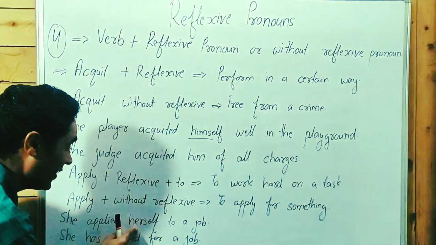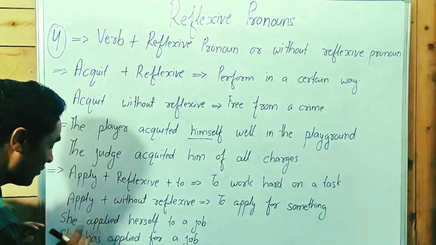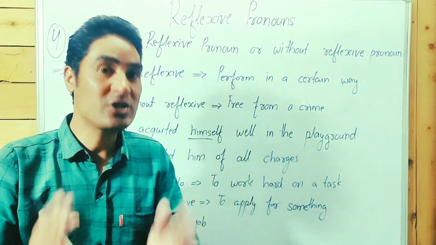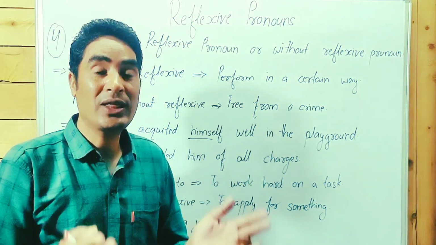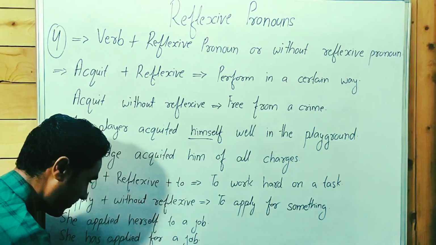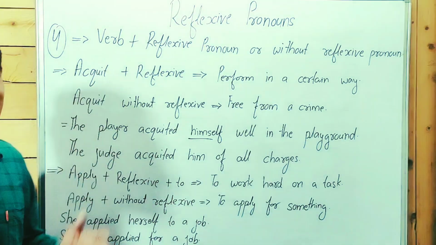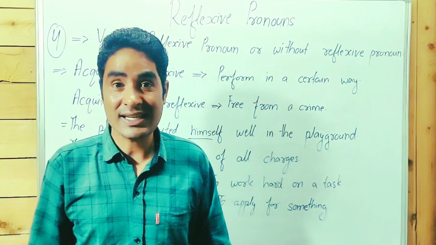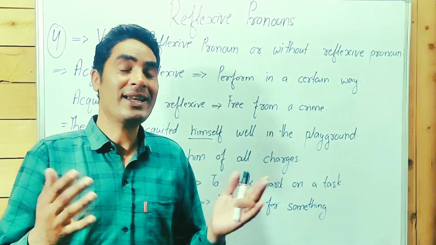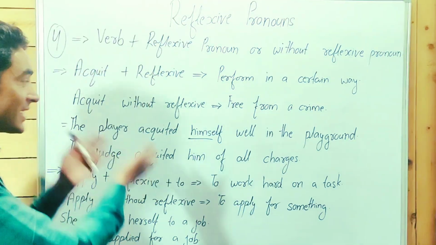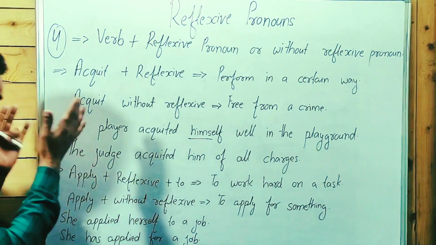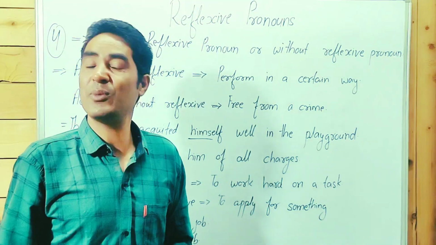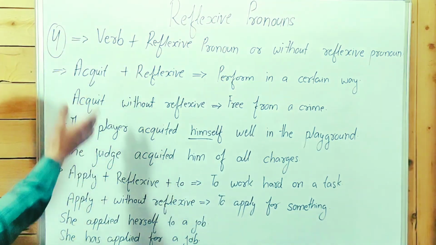With a reflexive noun, when you use apply plus reflexive noun, after that we use "to". When we use apply without a reflexive noun, we use "for". Guys, point to be noted: this is an advanced concept. If you are preparing for SSC, UPSC, or any central level examination, these kinds of questions are asked. It's a little bit complicated, but please watch this video again and you will understand.